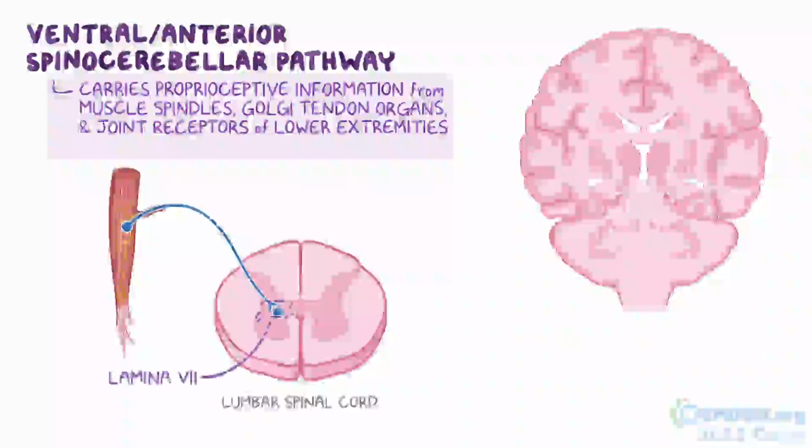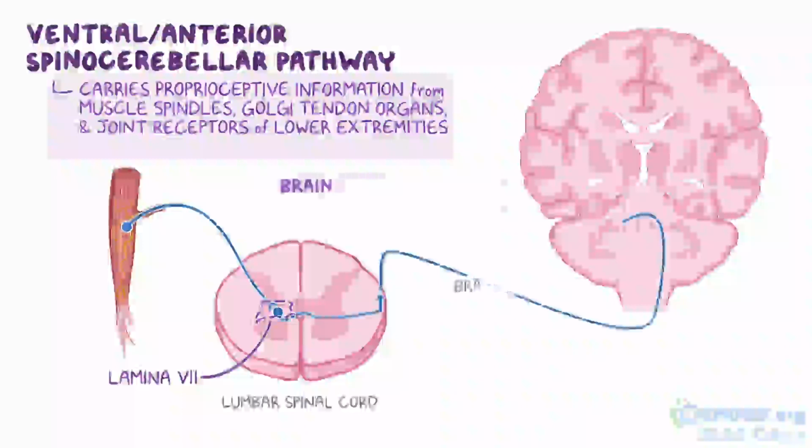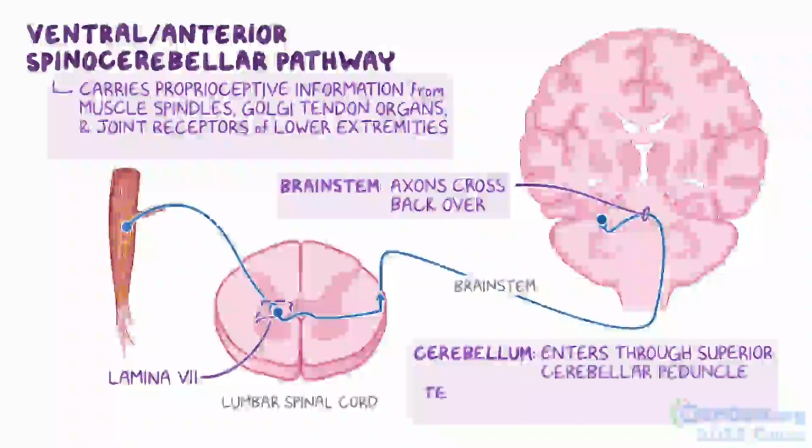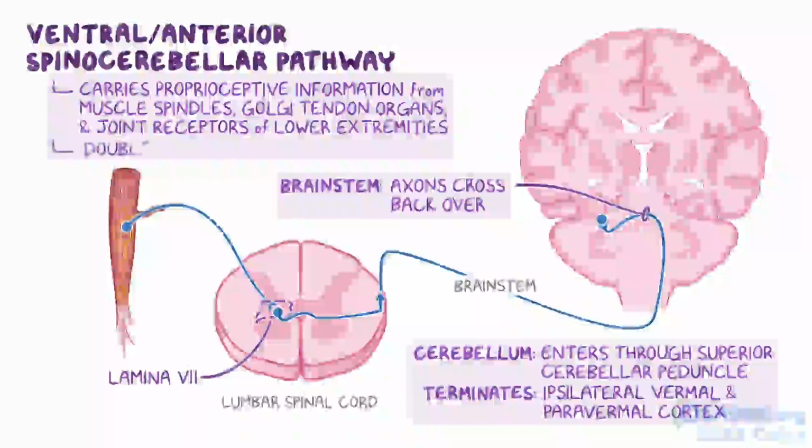From here, the majority of these axons cross to the contralateral side of the spinal cord and form the ventral spinocerebellar pathway, which ascends in the white matter of the spinal cord to the brainstem. Here, the axons cross back over and enter the cerebellum through the superior cerebellar peduncle to reach the cerebellar cortex. The signals on the ventral spinocerebellar pathway cross over the neural axis and then cross back, so it's often referred to as the double crosser.